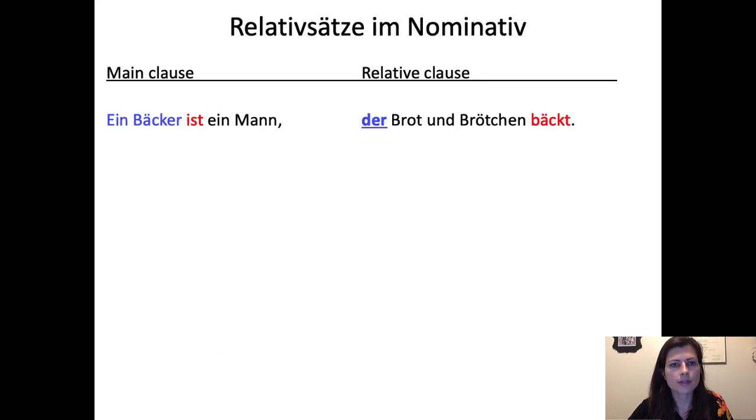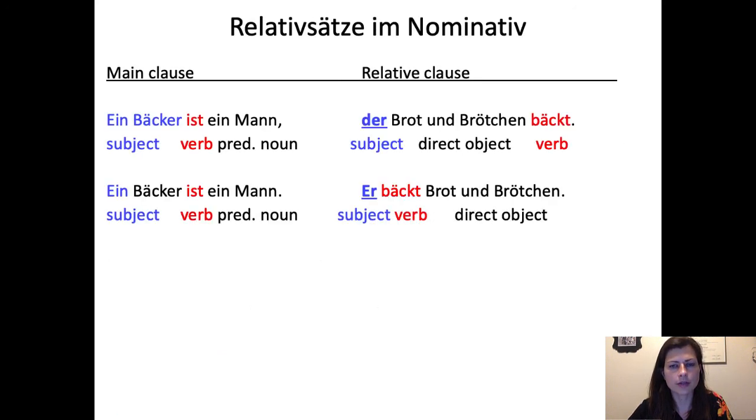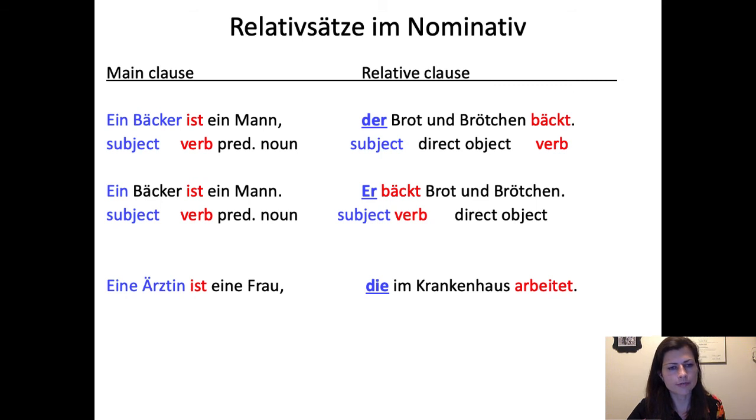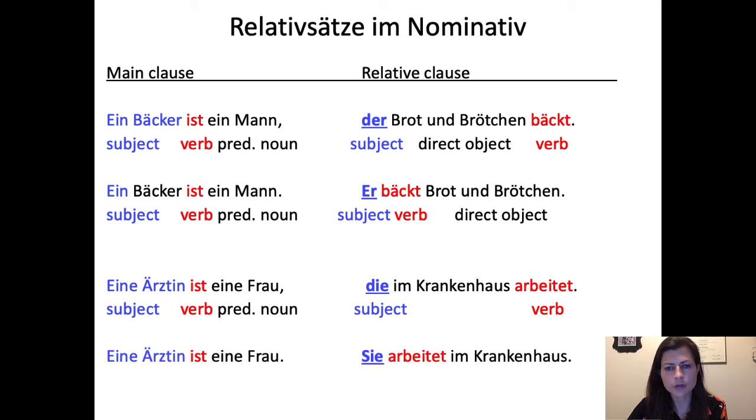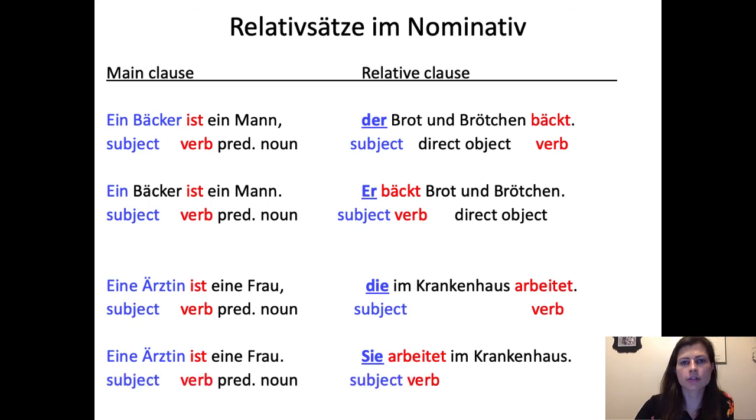So same thing when you have the relative pronoun as a subject, of course it's the nominative, right? Or here's a feminine one. Eine Ärztin ist eine Frau, die im Krankenhaus arbeitet. That's the subject. Die im Krankenhaus arbeitet. If it were a normal sentence, it would be sie arbeitet im Krankenhaus, and that's a subject, right? So that's why the relative pronoun is in the nominative.